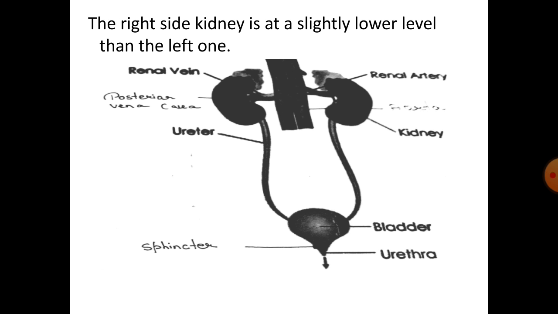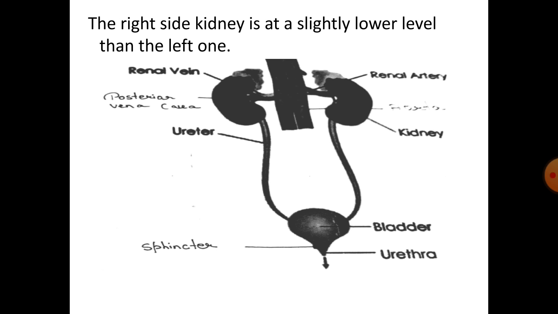So this is about the kidney, that there are two bean-shaped kidneys located on either side of the backbone and they are protected by two ribs. The right kidney is slightly lower than the left one. There is a tube called ureter. It arises and connects to the urinary bladder.